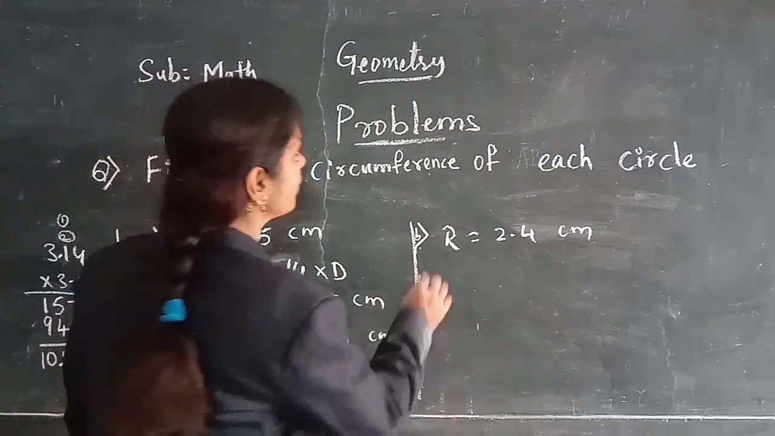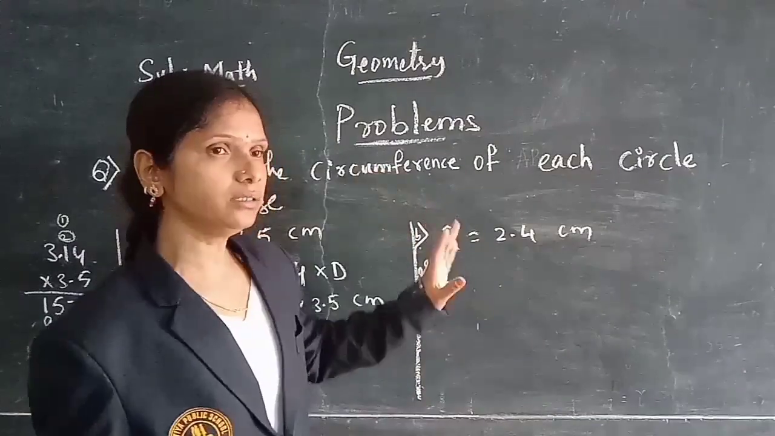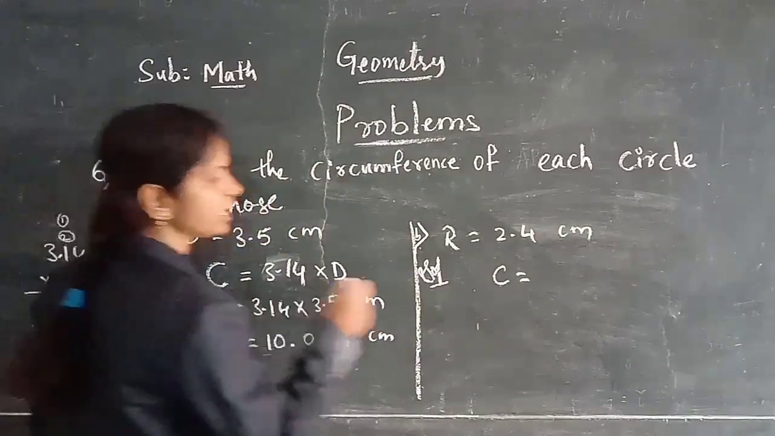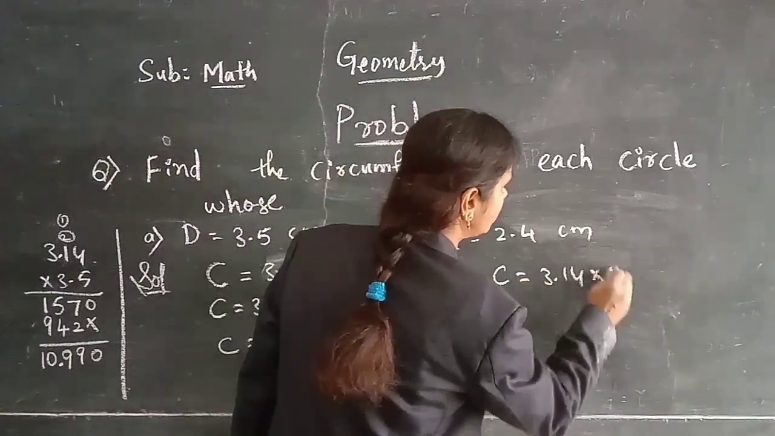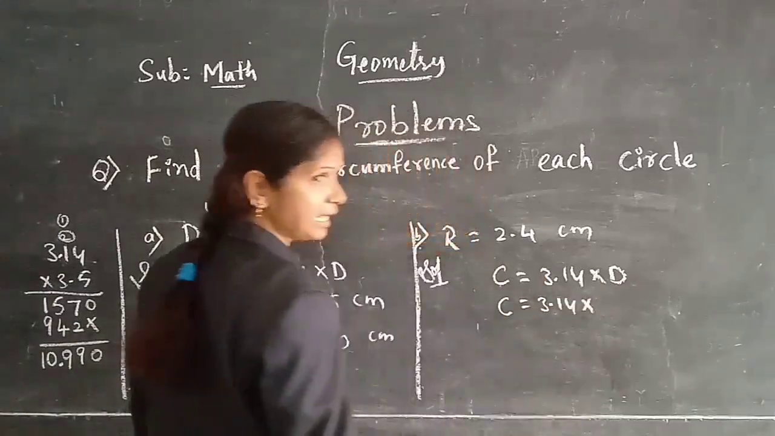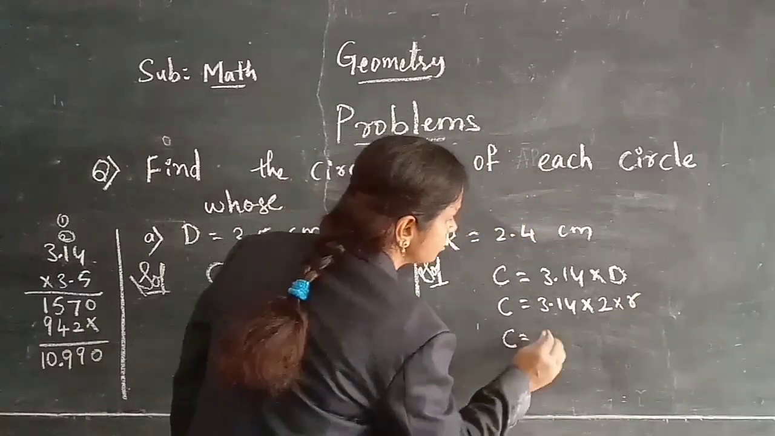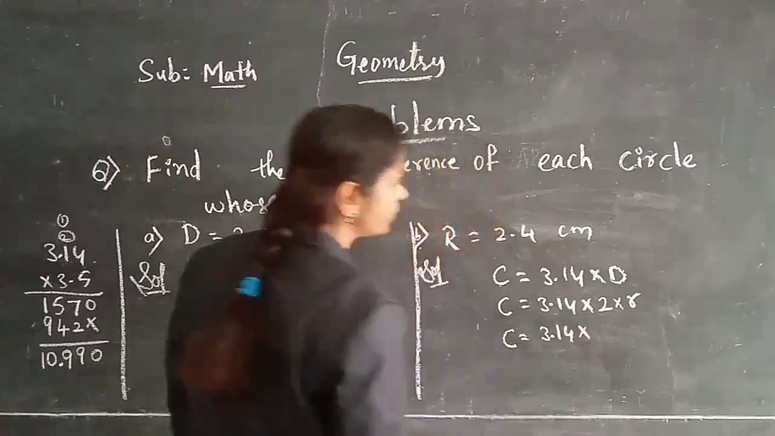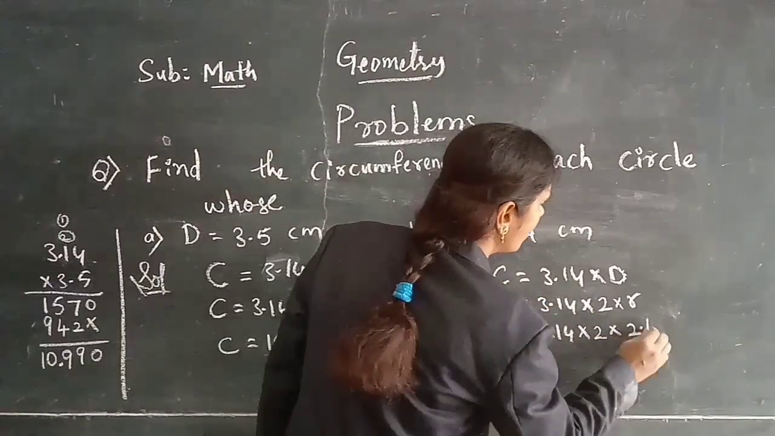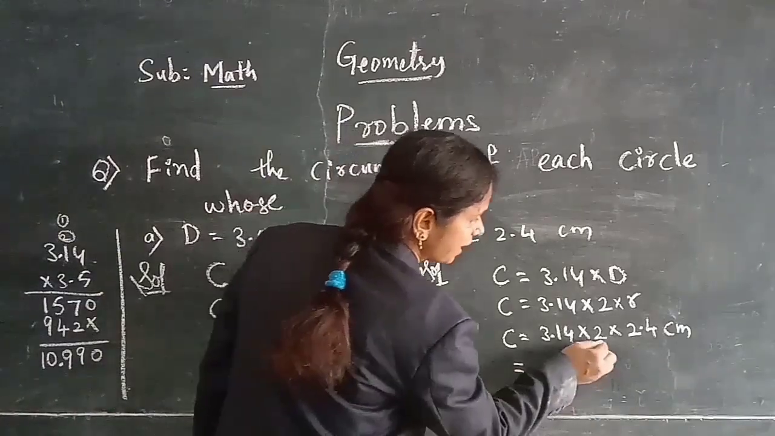Coming to this problem here, what is the formula of the radius and circumference here? We don't have a direct formula here. So circumference is equal to, as I already told you in the previous problem, 3.14 into diameter. So instead of diameter I can take 2 into radius. So circumference is equal to 3.14 as it is, a constant number, and 2 also as it is, and the radius given in the problem is 2.4 centimeters.